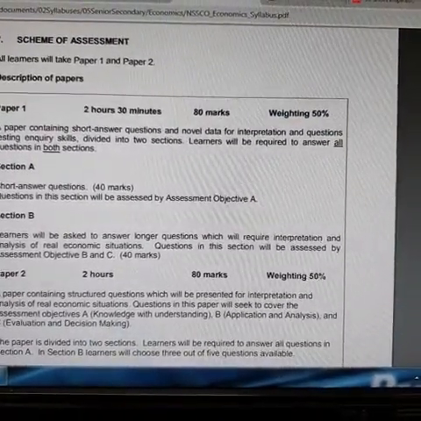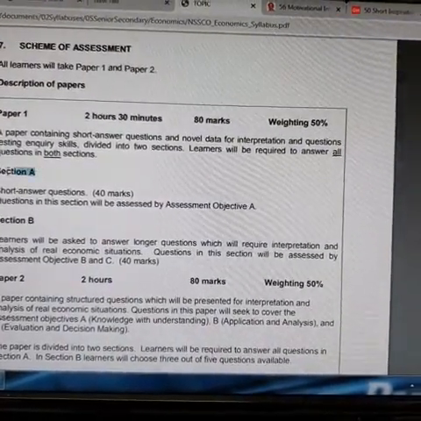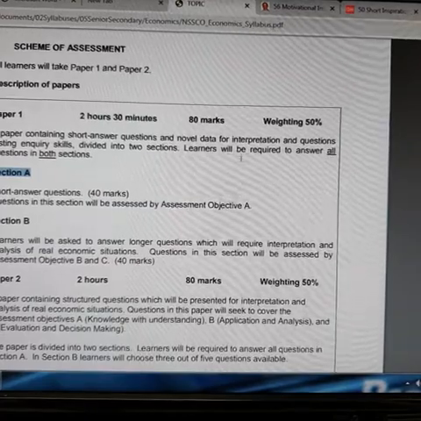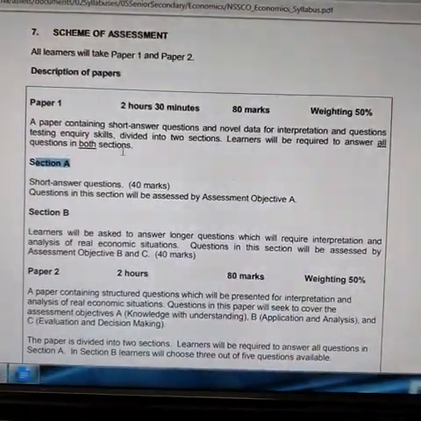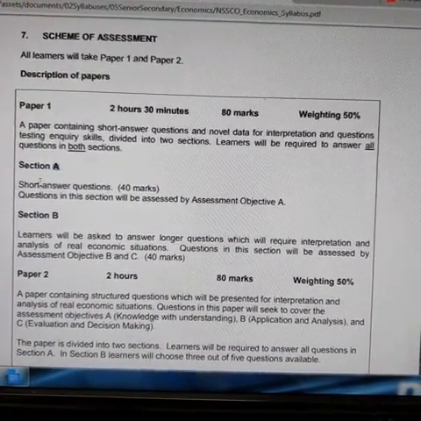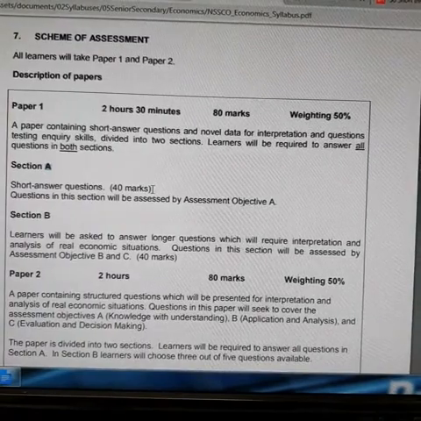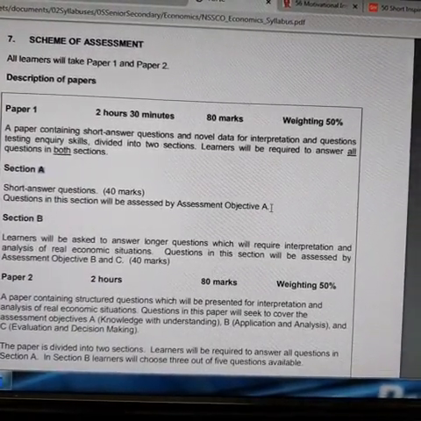So what is supposed to be in that paper 1? It says that learners should be required to answer all the questions in both sections. Section 1 should have short answer questions out of 40 marks. Questions in this section will be assessed by assessment objective A.